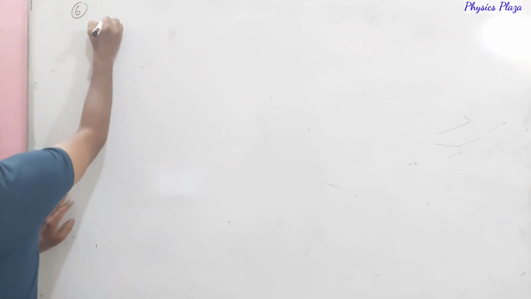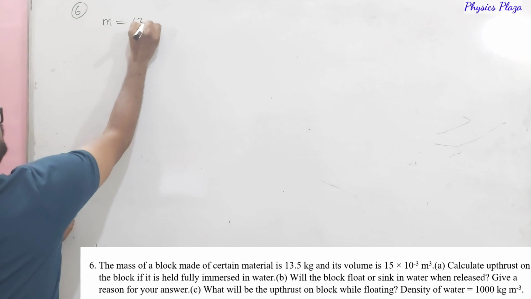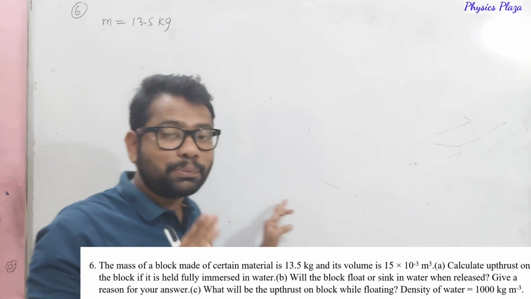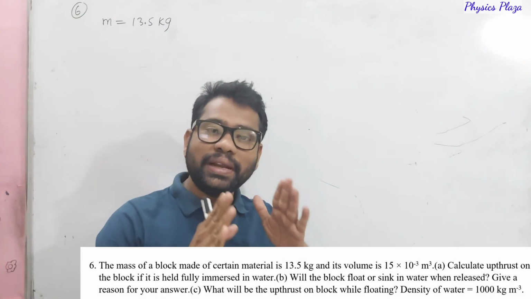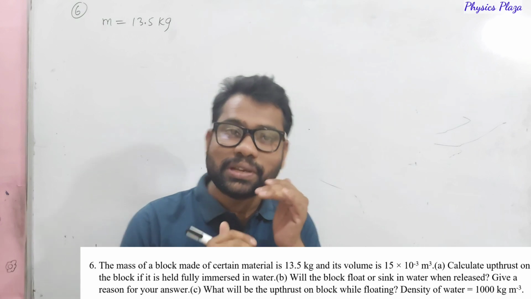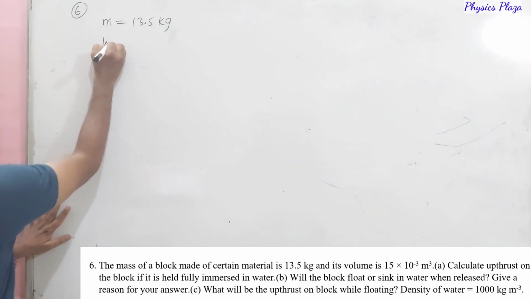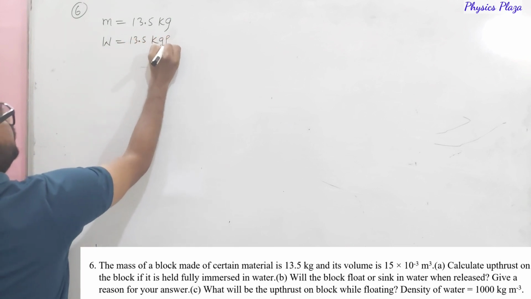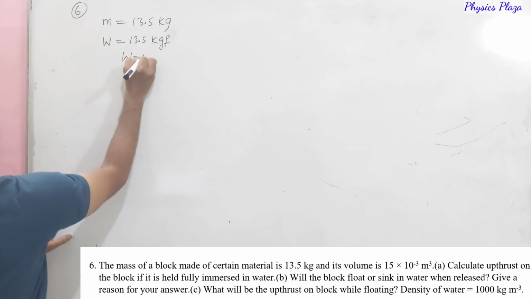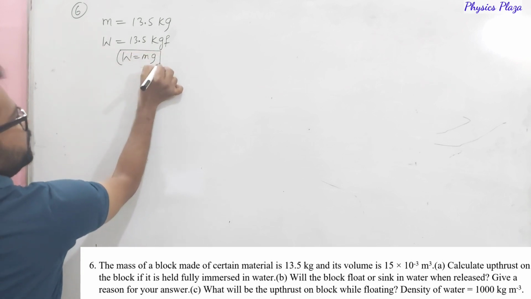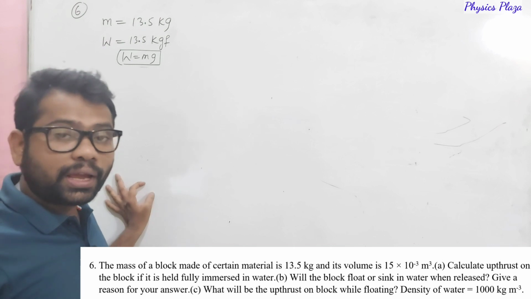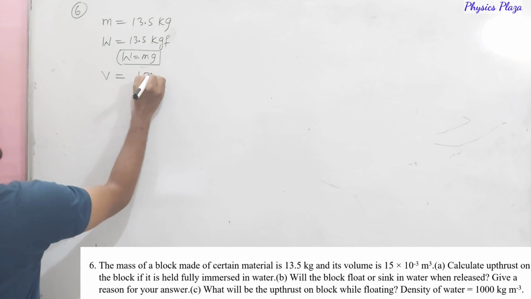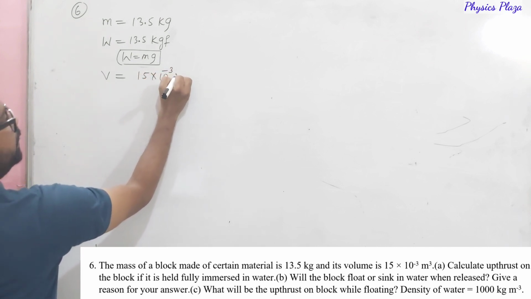It is given that the mass of a solid is 13.5 kg. Children, as the mass is 13.5 kg, but weight is not given, can we calculate its weight? Obviously, we can. So its weight is going to be 13.5 kgf, because we know that W is equal to mg. Children, don't get confused. By using this formula, we calculate the weight, and its volume is given. The volume of the solid is 15 into 10 power minus 3 meter cube.